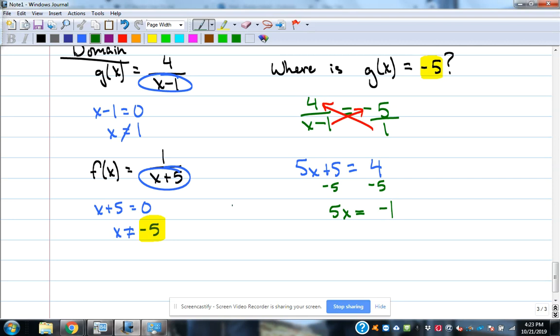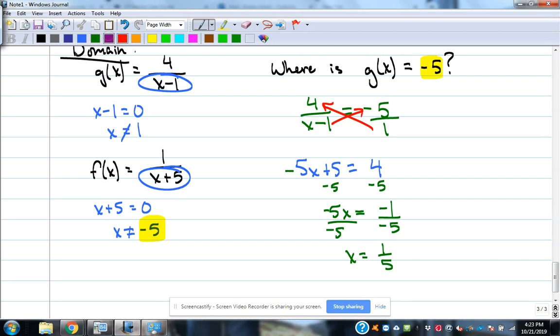And then that's negative 5x. And then divide by negative 5. Made all kinds of sign mistakes on that, didn't I? So that makes it 1/5. So there's the restriction that occurs because we're taking g of x and putting it into f of x.